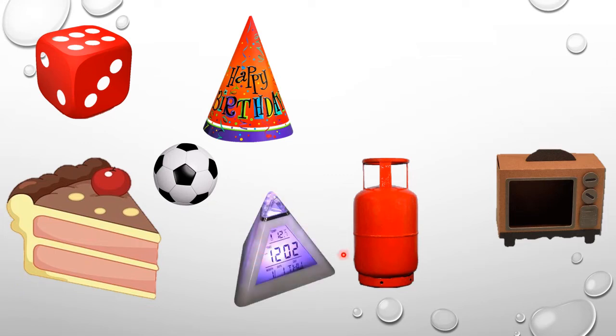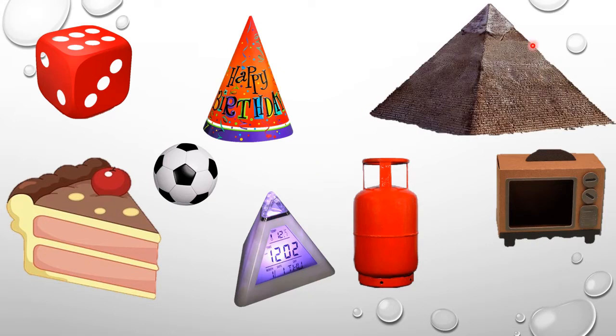Okay, what is this? It's a clock, a digital clock. What is the shape of this digital clock? To find out the shape, first you have to find out the bottom. Here the bottom, the base is a triangle, so it is a triangular pyramid. It is also a pyramid, but the bottom of the pyramid is a square, so it is a square pyramid.